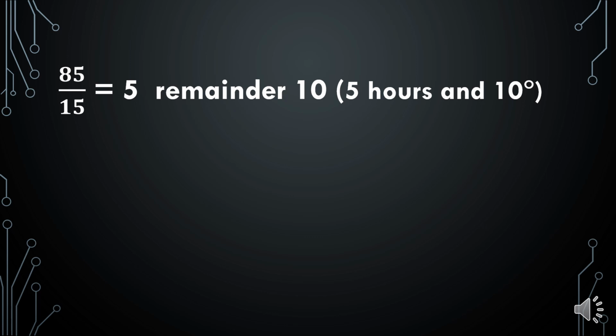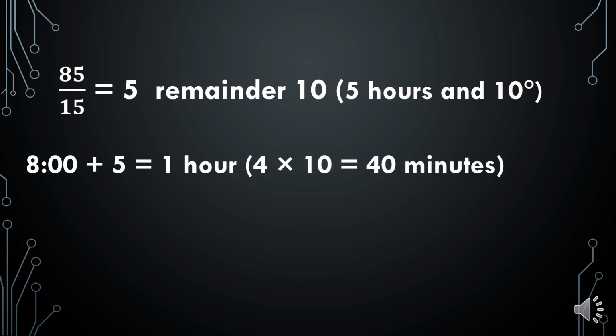Because 85 degrees east is located east of the Greenwich meridian, we are going to add our 5 hours to the time 8 o'clock. Therefore, when we go ahead by 5 hours, we will get a time of 1 o'clock, or 1 hour.